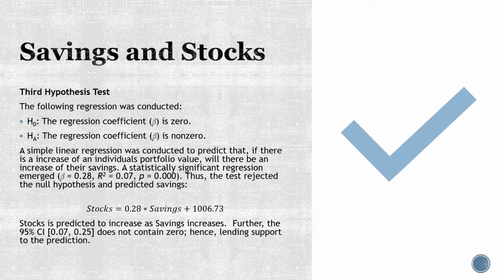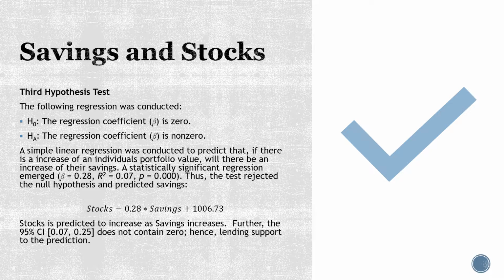Our last test, the following regression was conducted on savings and stocks. The null hypothesis states the regression coefficient is 0. The alternative hypothesis states the regression coefficient is non-zero. A simple linear regression was conducted to predict that if there is an increase of an individual's portfolio value, will there be an increase in their savings?